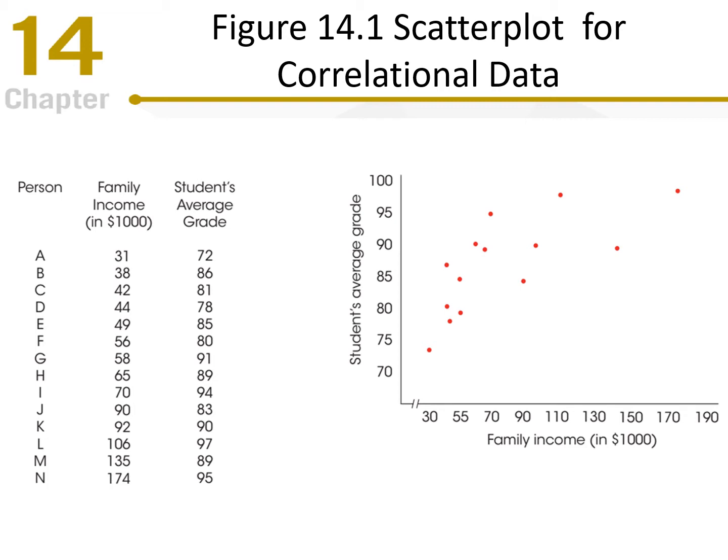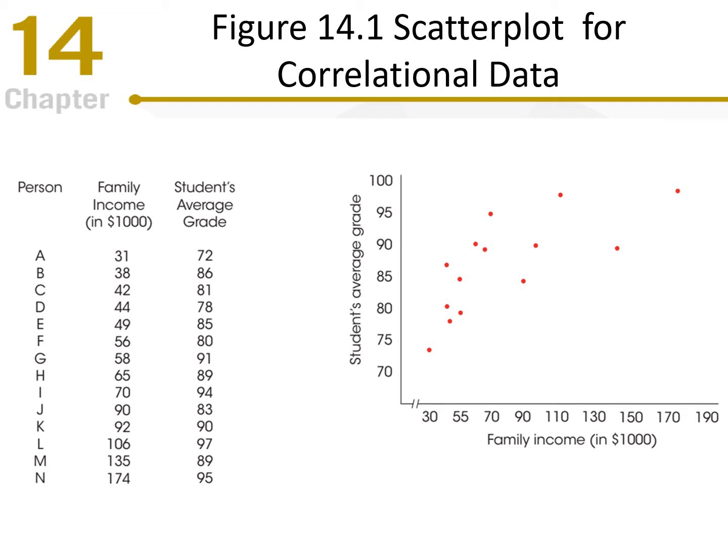You find 31 on the x-axis, you find 72 on the y-axis, and you find the point in which they meet, and then you draw a dot. And that's the first dot you see on the lower left. That's 31 and 72. And then you plot each subsequent person as a single point, and you can see the relationship between these two variables in the scatter plot.